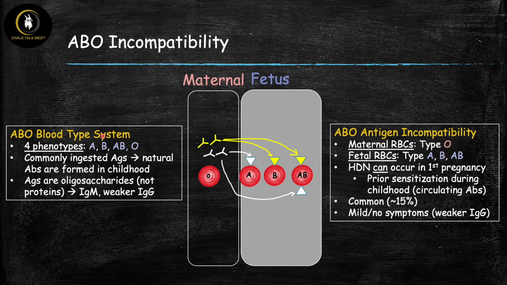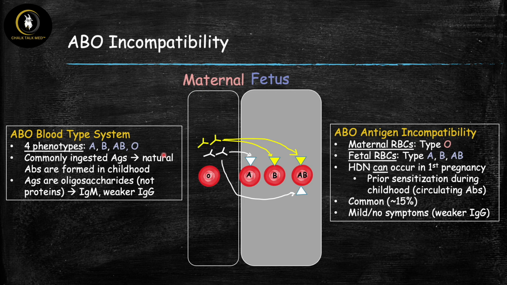So the ABO blood type system, this is what you're already familiar with. You may know your own blood type. So there's 4 major phenotypes: A, B, AB, and O. So if you're blood type A, for example, you're going to have the A antigen on the surface of your red blood cells. If you're type B, you have the B antigen. If you're AB, you have both. And type O, you have neither antigen.